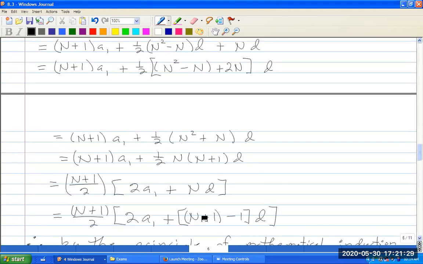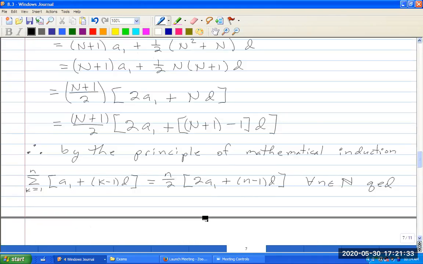Therefore, I've shown the induction case works. So by the principle of mathematical induction, the sum from k equals 1 to n of a sub 1 plus (k minus 1)d is equal to n over 2 times (2a sub 1 plus (n minus 1)d). And this is true for every natural number n. Let's do some examples.